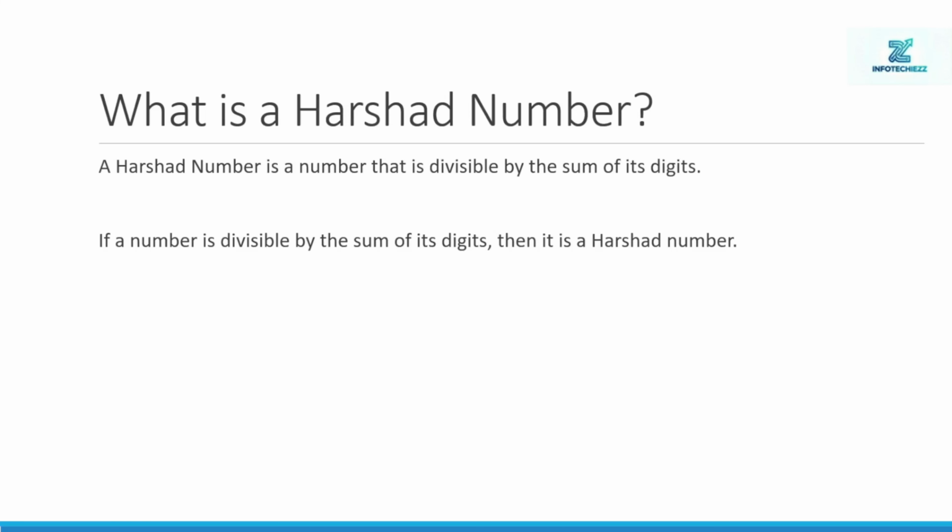A Harshad number is a number that is divisible by the sum of its digits. Which means, at first we have to add all digits of the number, and we have to divide the original number by that sum. If it divides completely, then it is a Harshad number. It is very simple, right?